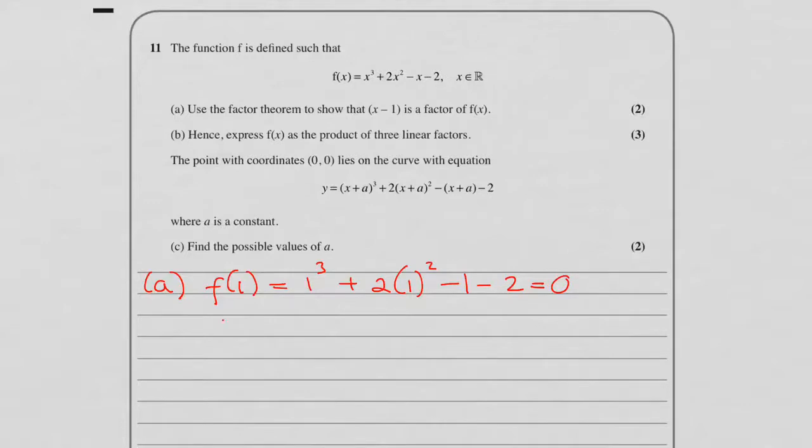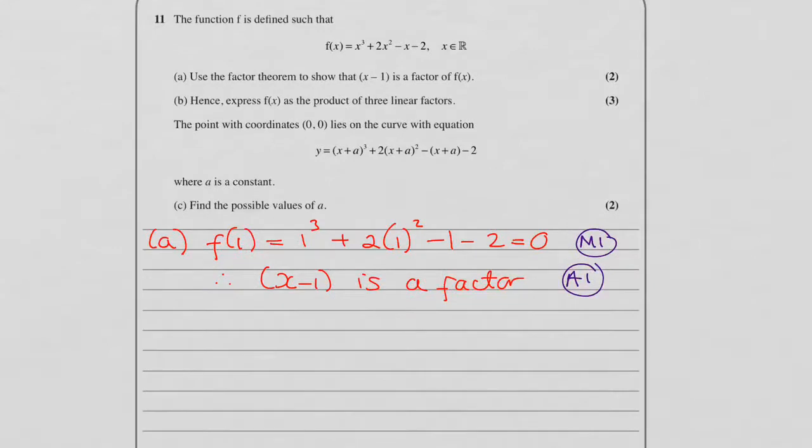Because I've got 0 out, that means it's a factor, but I've got to do this step here, therefore x minus 1 is a factor. So there's my 2 marks here. You get 1 mark for the method, but you get 1 accuracy mark for this bit, which is actually using the factor theorem. Okay, part B, remember you've got a choice here.